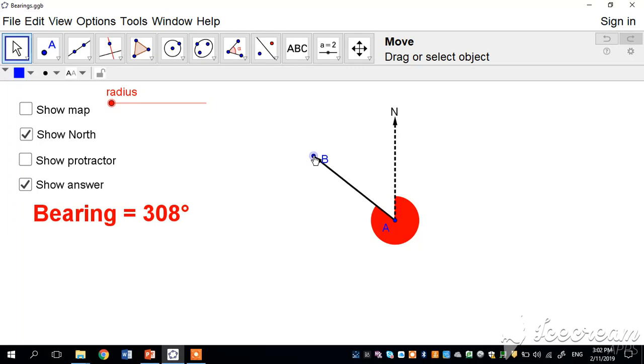Now, notice if I wanted to travel in this direction from A to B, I have to measure this entire angle around here, not the small acute angle in here. I have to measure the large angle because I must go clockwise from north. What a lot of people do is measure or calculate the small angle and then subtract it from 360 degrees.